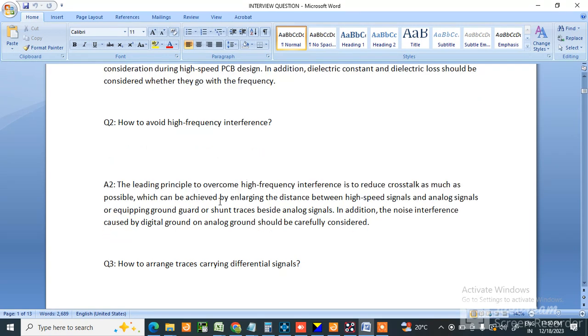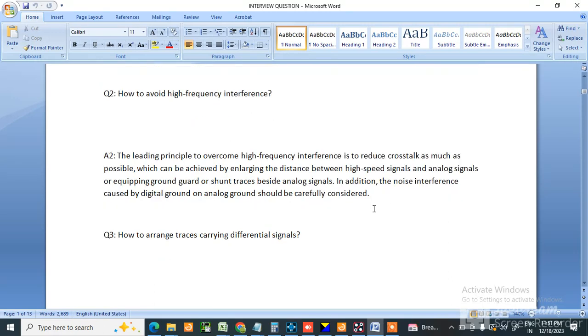That means while routing, we need to take care of analog and digital ground separation and the distance between the analog section and digital section, and shielding should be properly there, like shielding in the sense that wires should be properly given, okay. And layer stack up should be proper, like if it is four layer, it means top, ground, then power, then bottom, like that, okay.